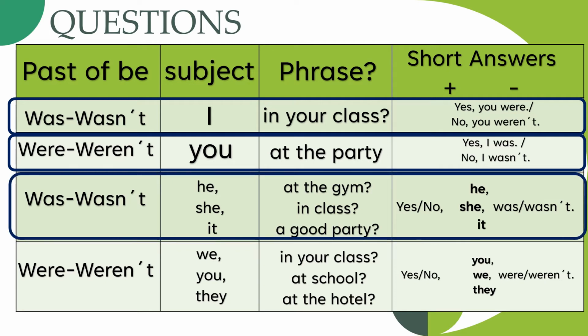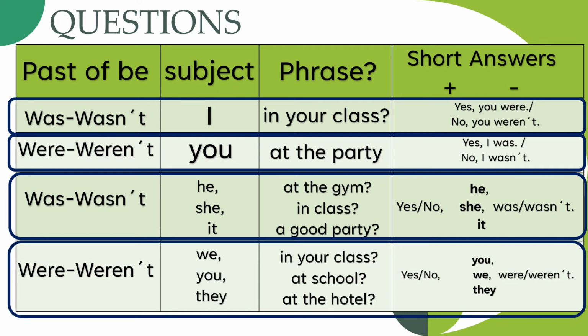Come on, let's see the next one. We have was or wasn't. And here, of course, the subject could be he, she, it, or if you prefer, a noun. Maybe, was he at the gym? Was Jimmy at the gym? Or wasn't she in class? Was Victoria in class? Or why not? Was it a good party? Yes, it was. Or no, it wasn't. So, of course, use the correct short answer.